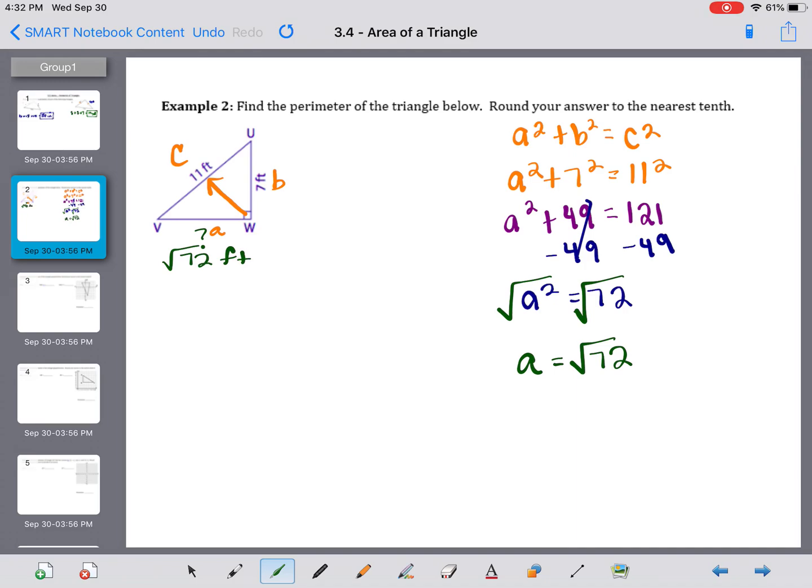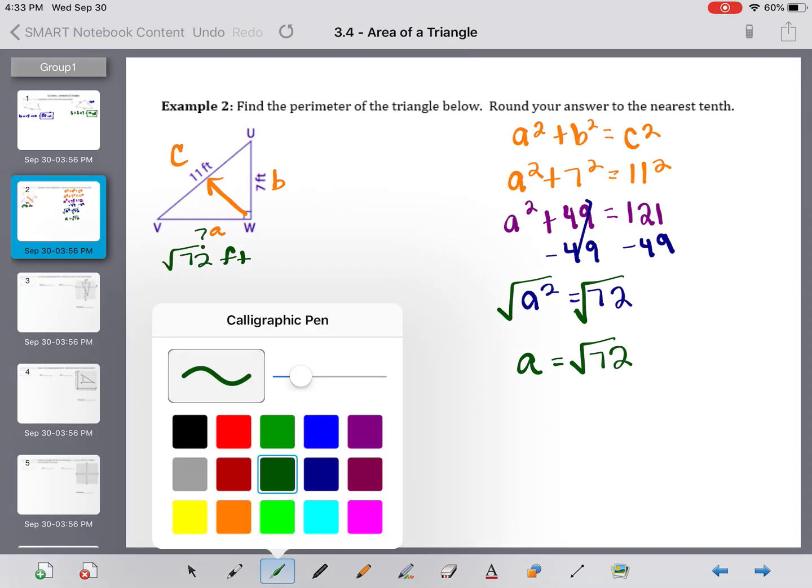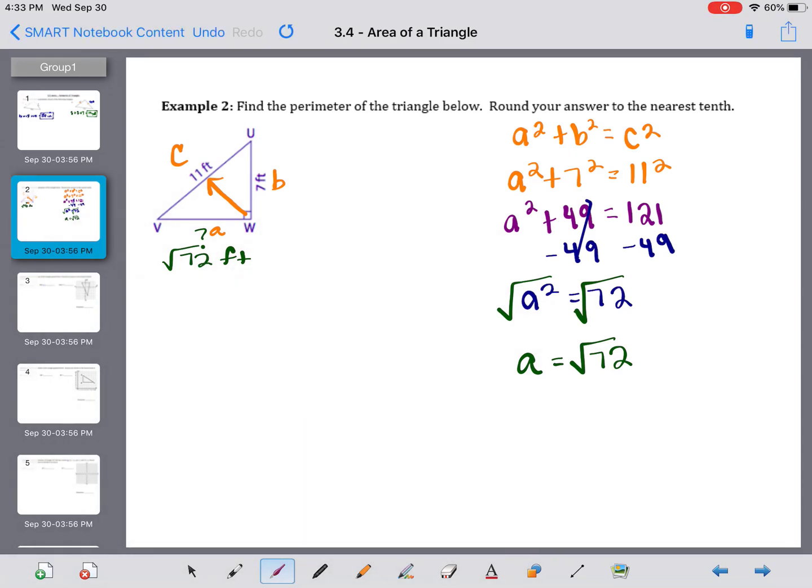If we round too early, and in this particular case it doesn't really matter, but in examples we're about to see, it will throw the accuracy of your answer off. So we have to wait to round. For practice and future problems, we're going to hold off on rounding that side length. Now that we know the length of all three sides, we can add them all together: 11 plus radical 72 plus 7.